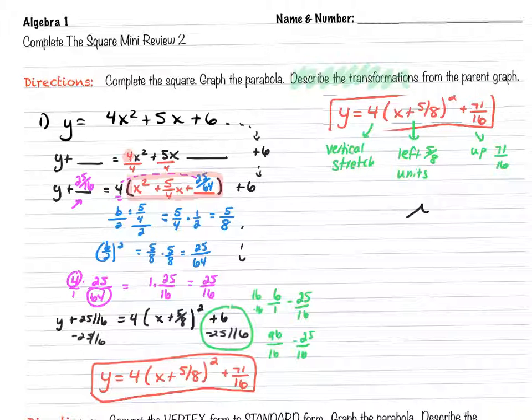So if we go and construct our graph, again, I'm not worried about the scale. I just want things to be in the correct quadrants. So if I go graph the vertex first, it should be at negative 5/8, positive 71/16. And that's somewhere in this quadrant, and that's all that I would expect.